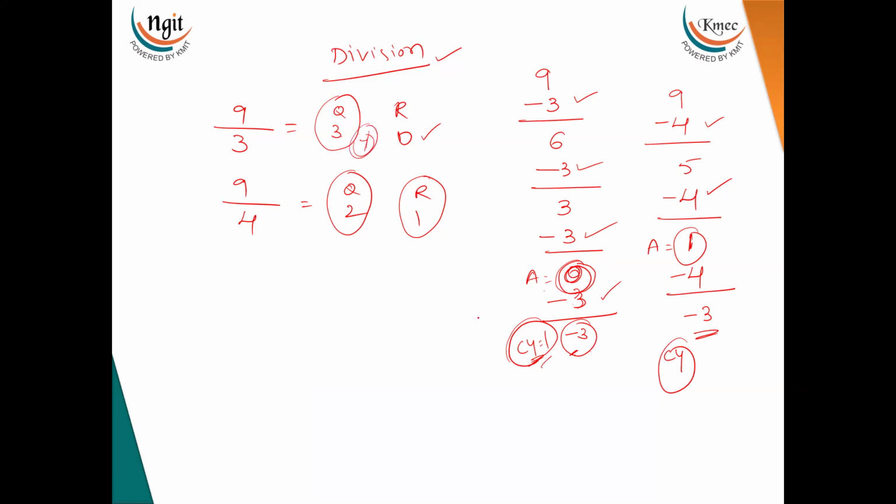And similarly, to get the remainder, I have to add the divisor to the remainder one time, then I'll get the proper remainder. Here I got minus 3. One more time if I add plus 4, then I'll get the remainder 1. So this is how we have to get the quotient and remainder in the case of division. So we will try to write the program for this.